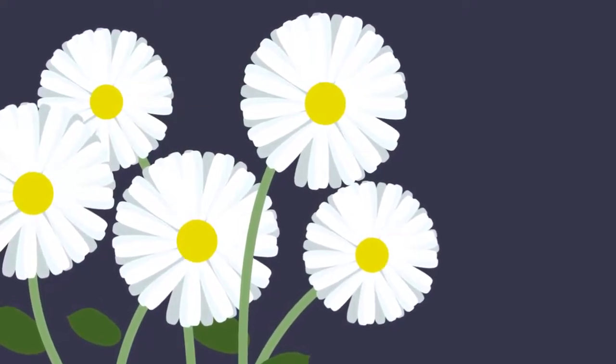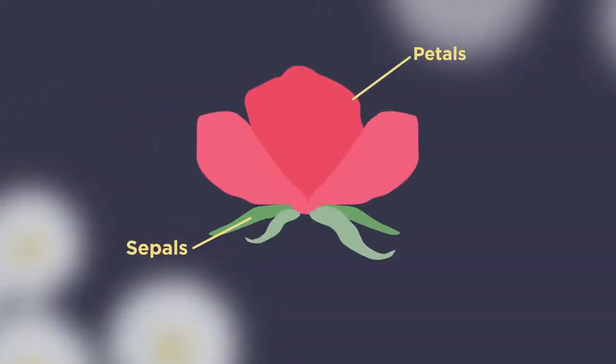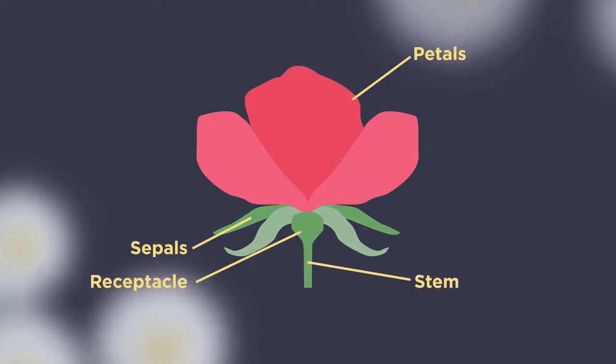The flowers contain the sexual organs. Let's start with labeling the different parts of a flower. The petals and the sepals help protect the flower bud and can be brightly colored or scented to attract pollinators. The stem and the receptacle are the parts that connect the flower to the rest of the plant.